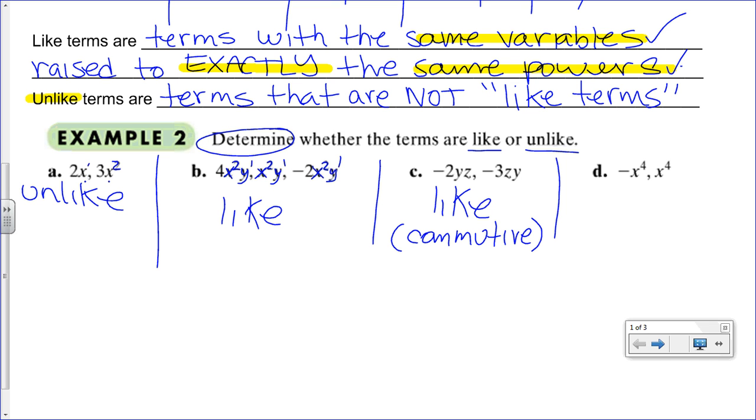Same variable, yes. Same power. So x to the 4th and x to the 4th, they have opposite coefficients, but still they have the same variable, same power. So let's go to the next slide.